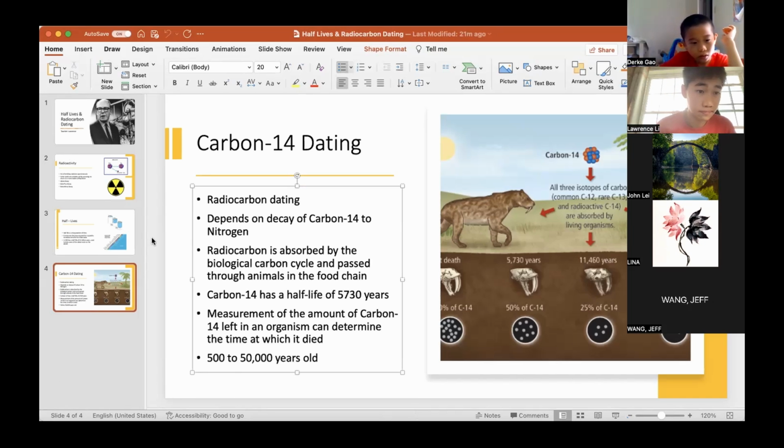What's up, Derek? Wait, so why is each half-life the same length? Shouldn't the length get shorter? Could you repeat that question? How come all the half-lives have the same length? Why do all the half-lives have the same length? Is that your question? Yeah.